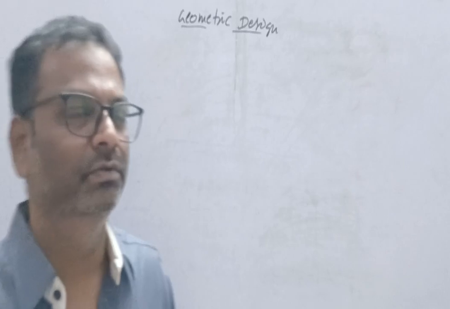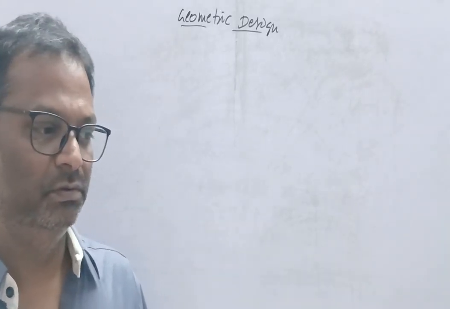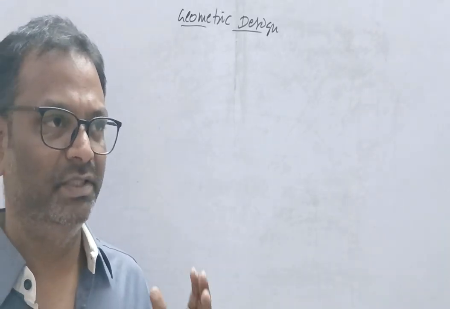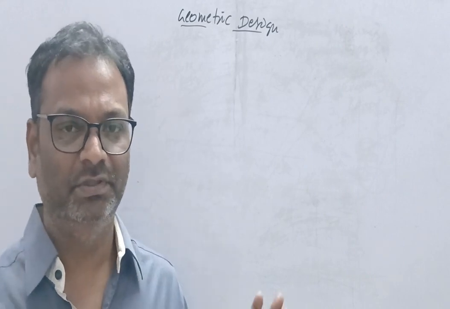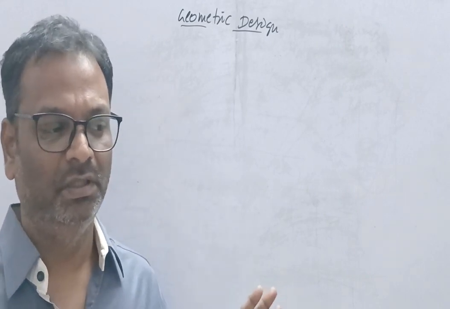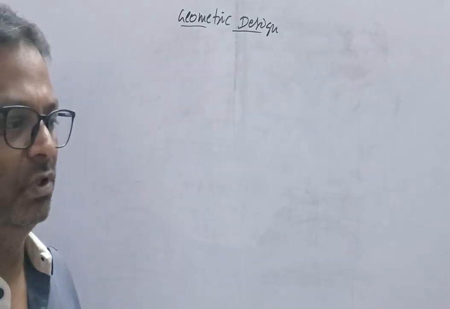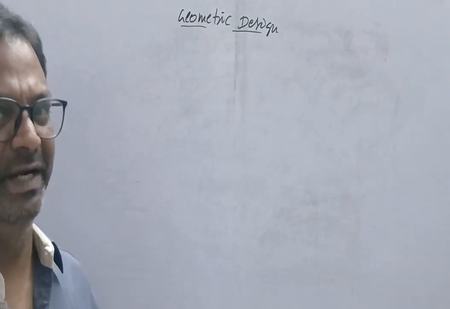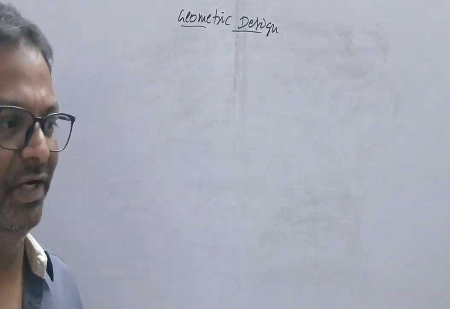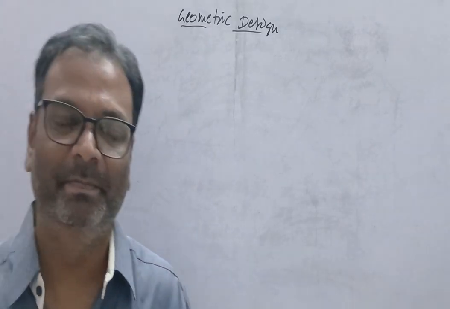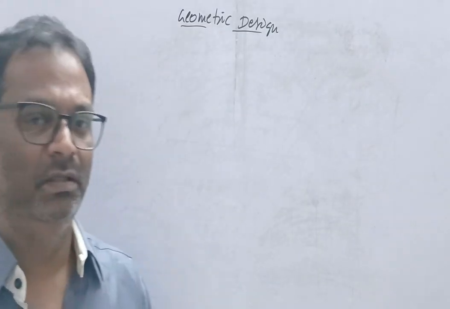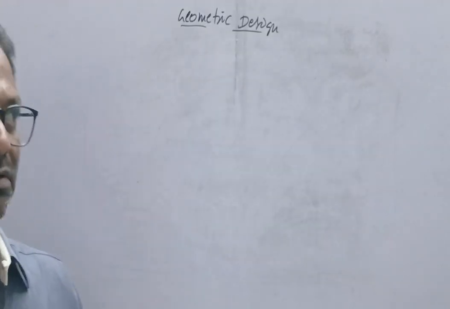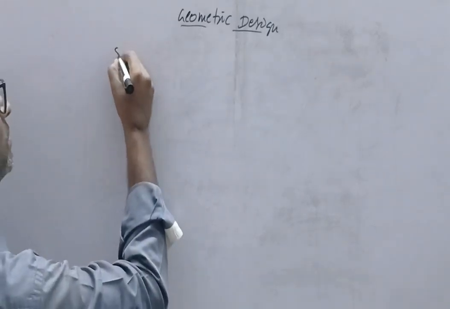So I am not going to solve the question entirely. I'll just give you the types of questions, types of models, and I'll explain how to solve, and I'll give you hints wherever the students may make mistakes. I'll explain those things. So first, stopping sight distance.